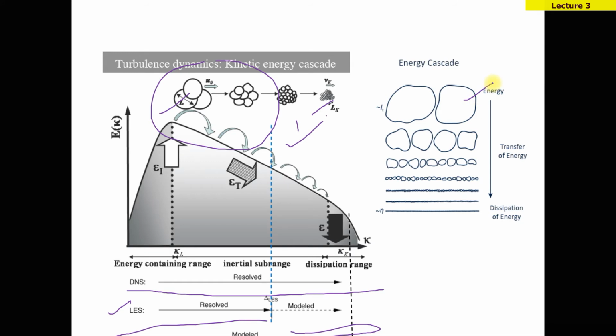Large eddies have more energy. They transfer energy to the smaller eddies, then smaller, then very small, and then the smallest eddies dissipate into thermal energy.